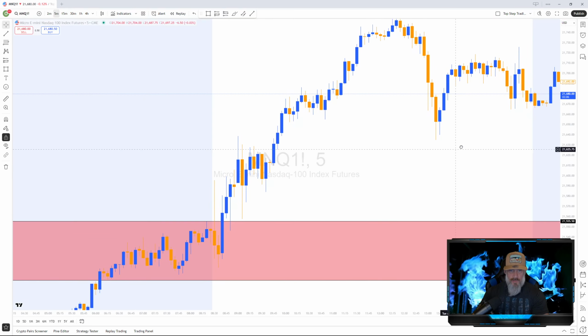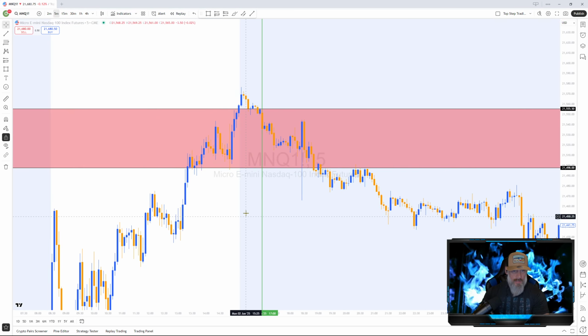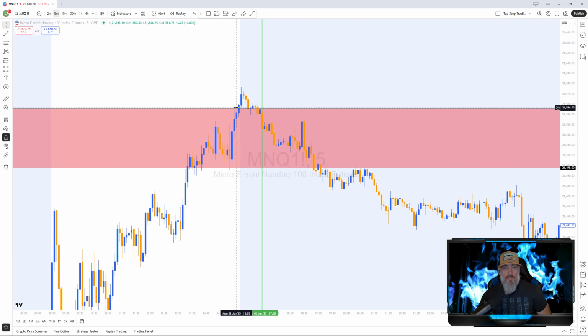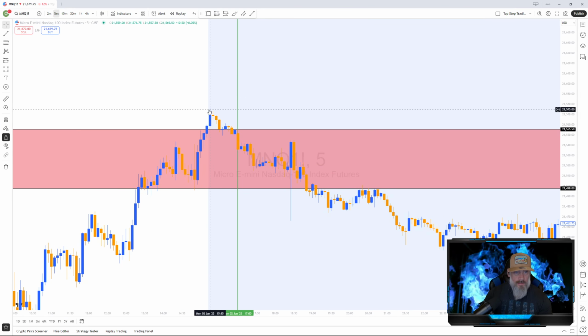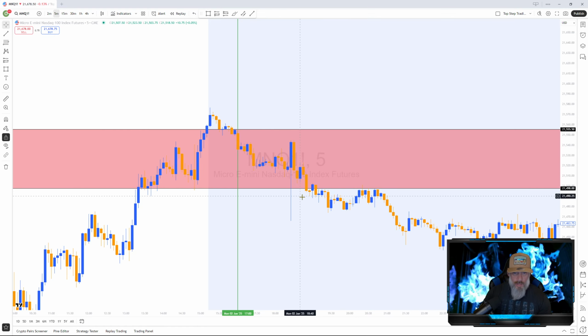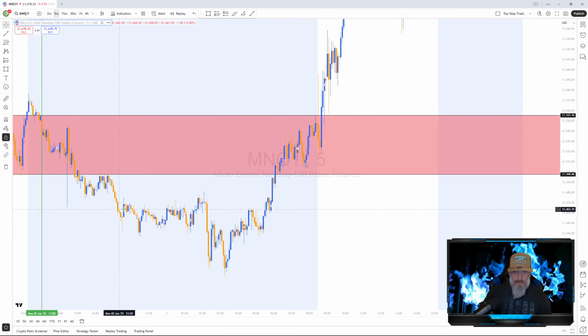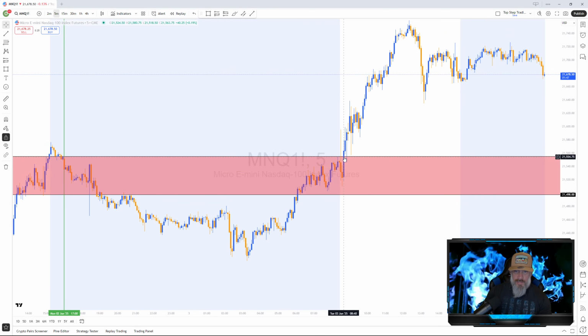Let's find another one. Go back here. Here's one. This could have been a fake out. So what do we have here? We had a breakout, retest, and then dump. So we got a little loss here, but check this out. This gain.